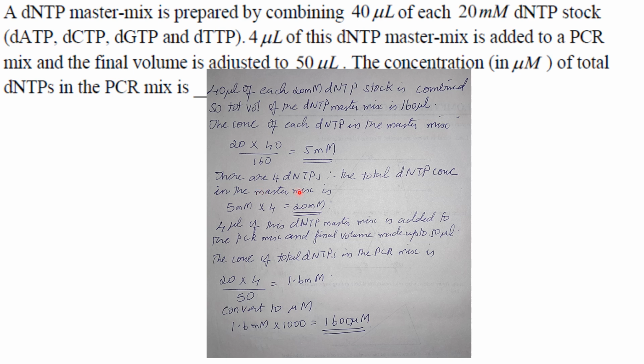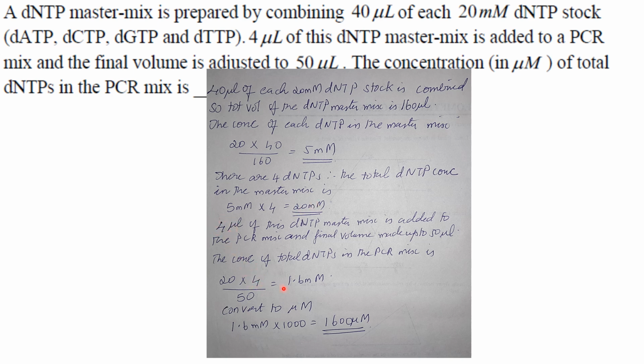Now there are 4 dNTPs. So the total dNTP concentration in the dNTP master mix will be 5 into 4, that is 20 millimolar. That is in the master mix. Now from this 20 millimolar stock you are taking 4 microliter and adding it to the PCR mix and making up the final volume to 50 microliter. Then they have asked the concentration of the total dNTPs in the PCR mix. Again M1V1 equals M2V2. M1 will be 20 millimolar. From there you are taking 4 microliter.